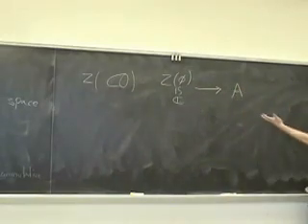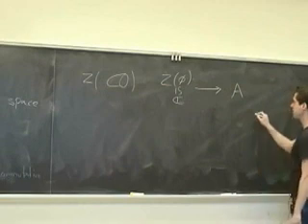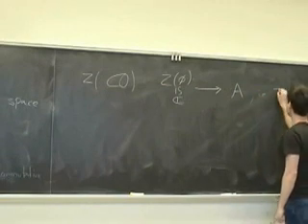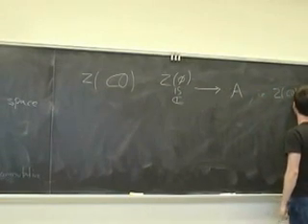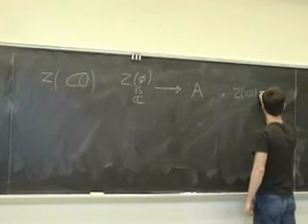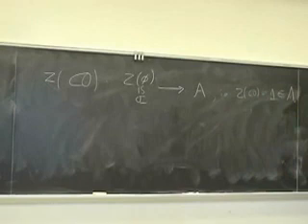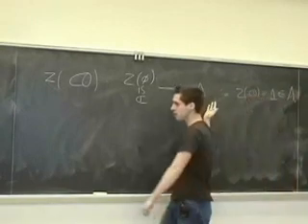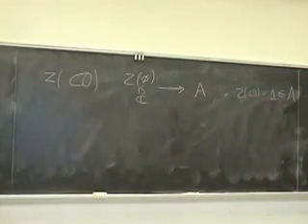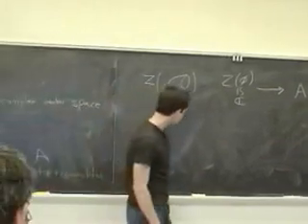And such a linear map I can just think of as giving me an element of A, i.e. Z of this disk gives me some element which I'll call 1 inside of A. And again, if you play around with the axioms a little bit, you'll learn that that element 1 is a unit with respect to this multiplication.